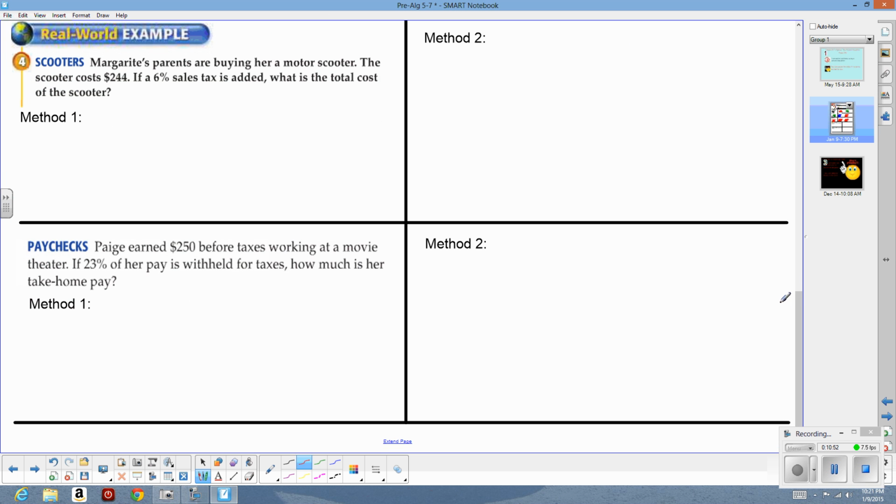All right, the last thing is a couple word problems. Marguerite's parents are buying her a motor scooter. The scooter costs $244. If a 6% sales tax is added, what is the total cost of the scooter? Well, the first method would be to figure out what 6% of $244 is.